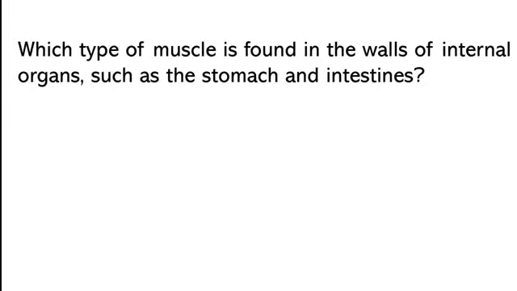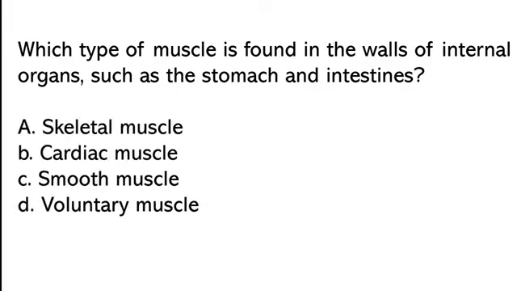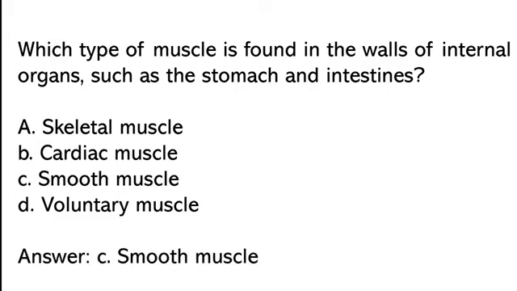Which type of muscle is found in the walls of internal organs such as the stomach and intestines? Skeletal muscles, cardiac muscle, smooth muscle, voluntary muscle. So the correct answer is option C, smooth muscles.